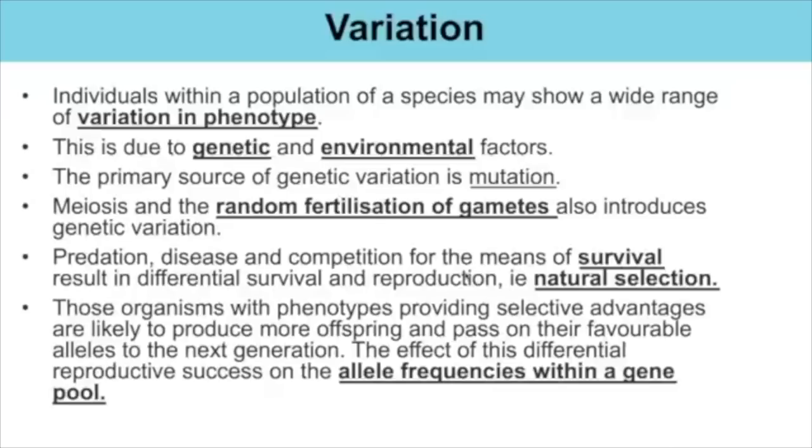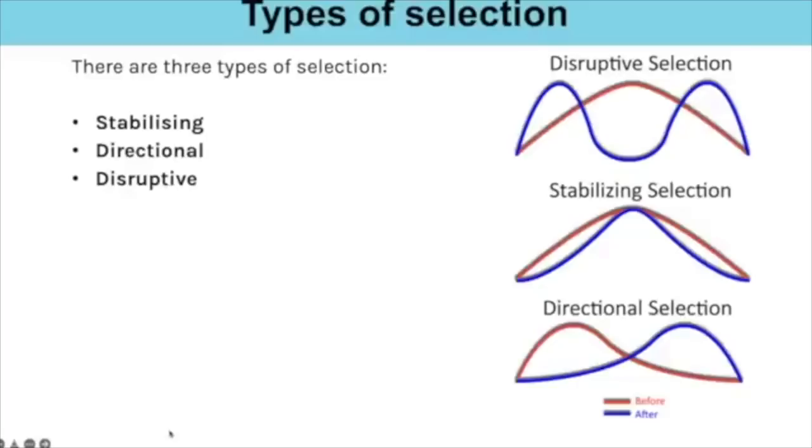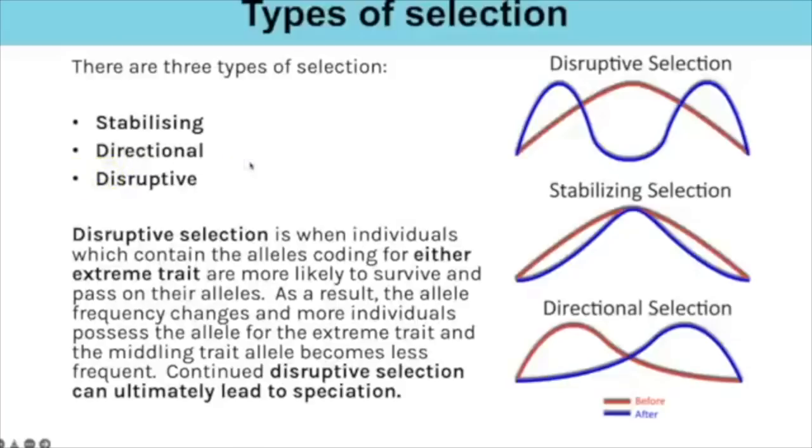And as a result, those organisms with the phenotypes providing the selective advantages are more likely to survive and therefore pass on their favourable alleles to the next generation. This changes the allele frequencies within the gene pool, because whichever allele gave the selective advantage will become more frequent. So that takes us on to this idea of types of selection. Now, in topic 4, you learn about stabilizing and directional. What we're going to be covering is just disruptive, because that's the only one that comes up in topic 7.